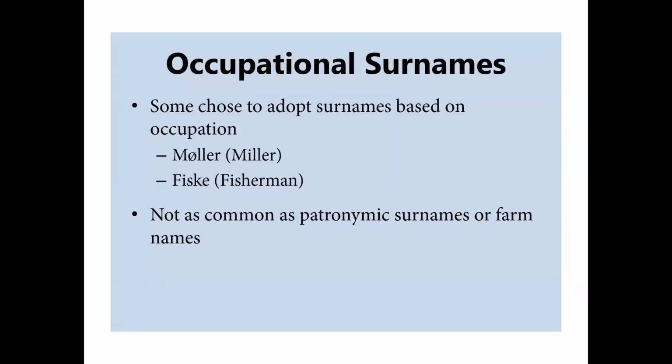Occupational surnames are far less common than patronymics or farm names. Sometimes you'll see the surname Smed, S-M-E-D, for Smith, or Muller for Miller, Fiska for fisherman. So there are lots of different types of surnames. The helpful guides that I've linked on the handout will walk you through these different types of surnames and give you a list of some of them. So again, use the help that's already out there.